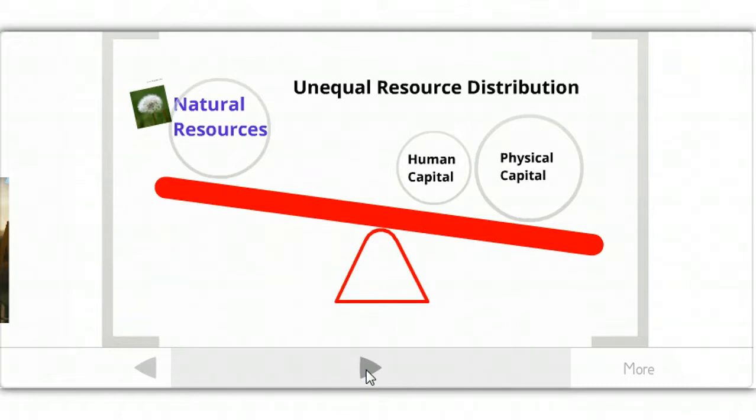Some countries have more resources to build more factories or tractors or all the different things they need to make goods and services. And so because of this unequal resource distribution, we're going to see that international trade is actually essential to increasing our standard of living.